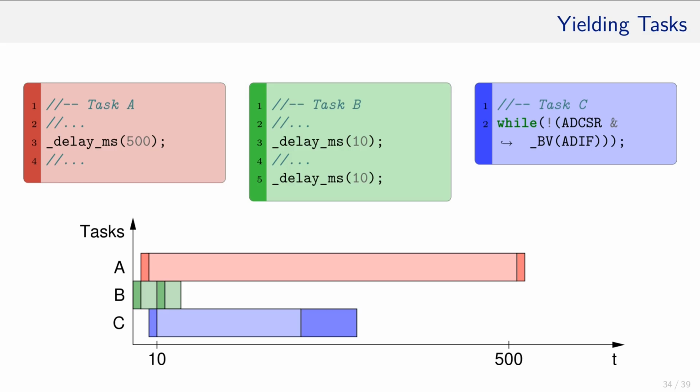Ideally, instead of calling the delay, it could be better to inform the scheduler about the waiting time and let the scheduler come back once the time passed. For example, here, the task tells the scheduler, hey, I have to idle for 500 milliseconds. Please let me know when that time passed. Or here, task C tells the scheduler, hey, I'm waiting for the ADC to finish. Just continue with me once it is my turn.